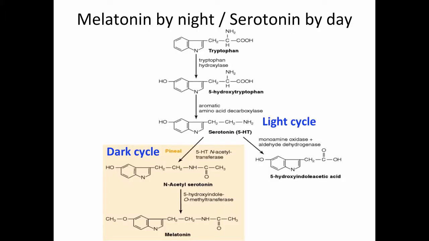The pineal secretes melatonin by night, and you'll sometimes hear the term melatonin by night, serotonin by the daytime. As you may be aware from some of your earlier studies, serotonin is an important neurotransmitter, very important in regulation of our overall mood and well-being, but serotonin is also a precursor to melatonin, and the enzymes that convert serotonin to melatonin are active in the dark cycle. And I don't expect you to remember this chemistry. I just put it up to remind you of how serotonin and melatonin are related to each other in relation to the light and dark cycle.